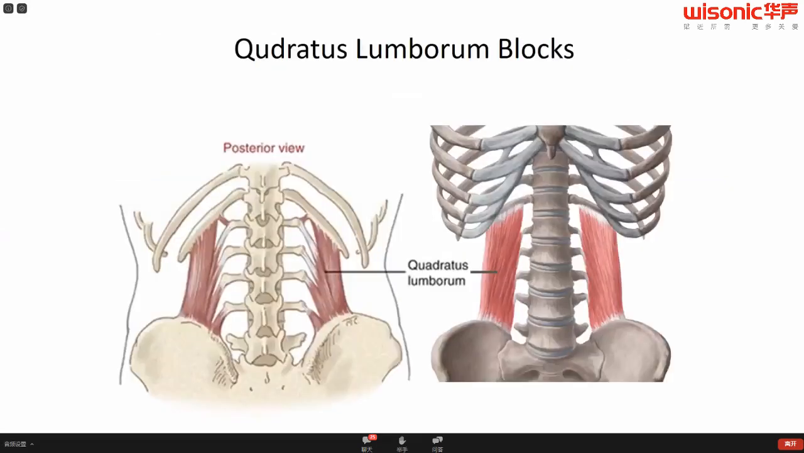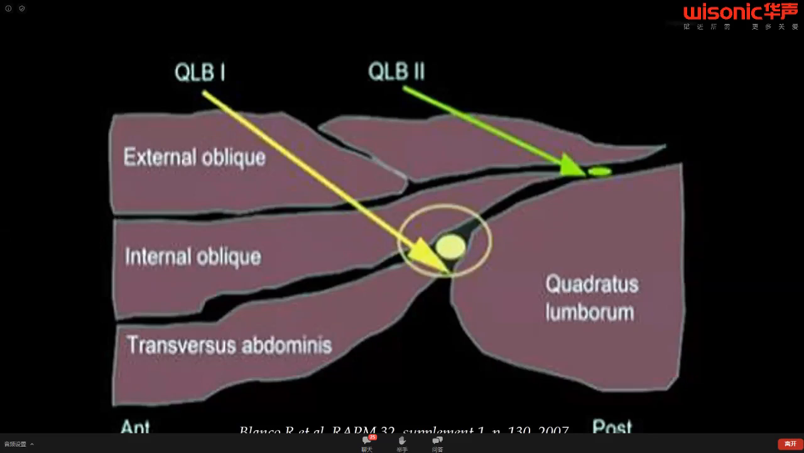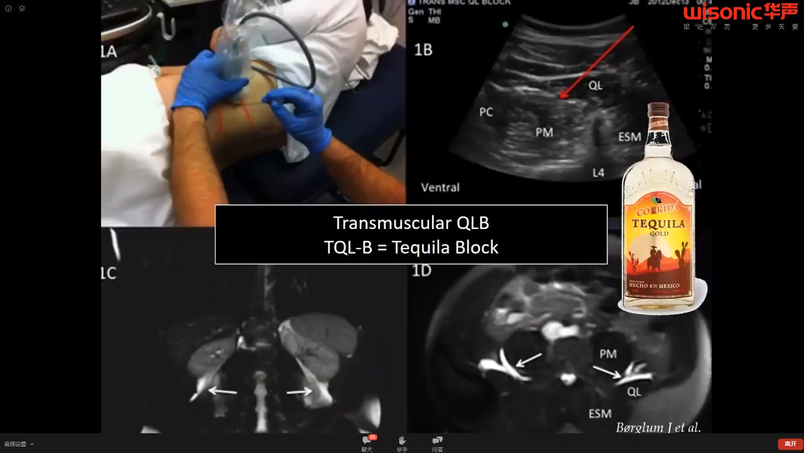The final issue of my presentation is the quadratus lumborum blocks. These are blocks where the local anesthetic is injected in the planes around the quadratus lumborum muscle. The quadratus lumborum muscle originates from the 12th rib, the transverse processes of L1 to L4, and the iliac crest. First described as quadratus lumborum block 1 and 2 by Rafael Blanco already in 2007.